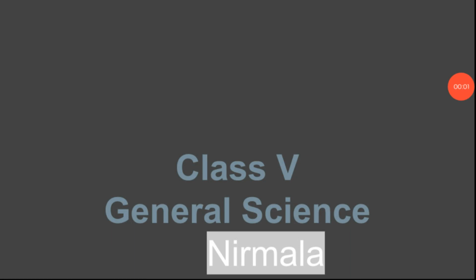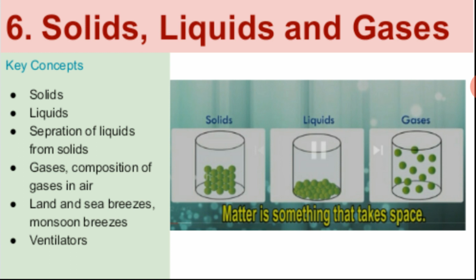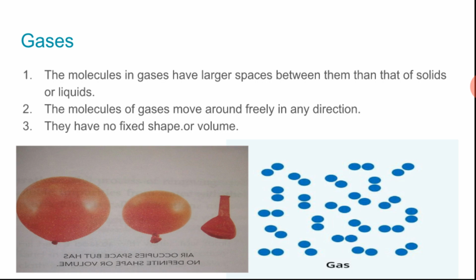I am here again with General Science class. Today we are going to continue lesson 6, solids, liquids and gases. In our last class we studied solids, liquids, and separation of liquids from solids. Today we are going to study gases, composition of gases in air, land and sea breezes, monsoon breezes, ventilators. So let's start with gases.